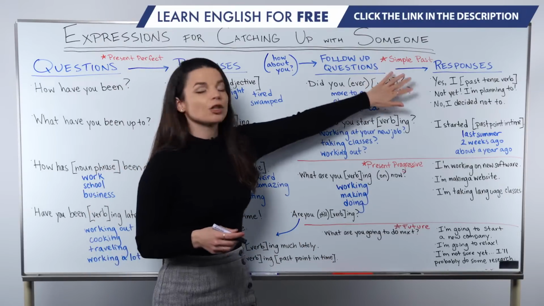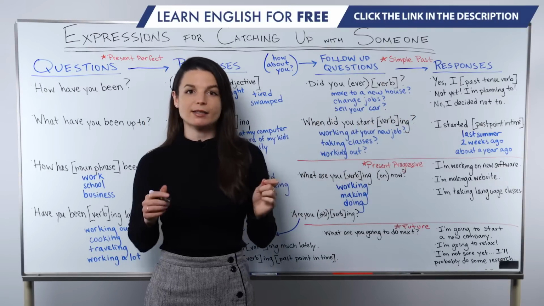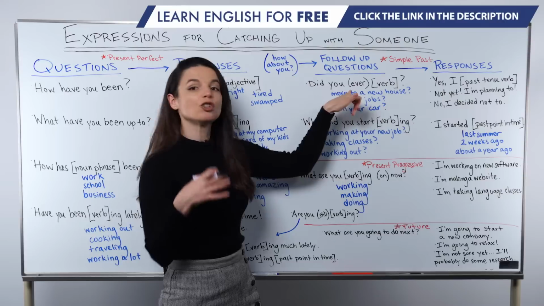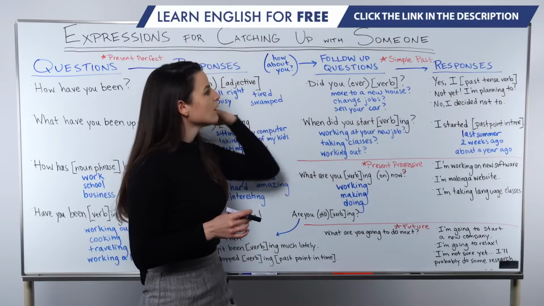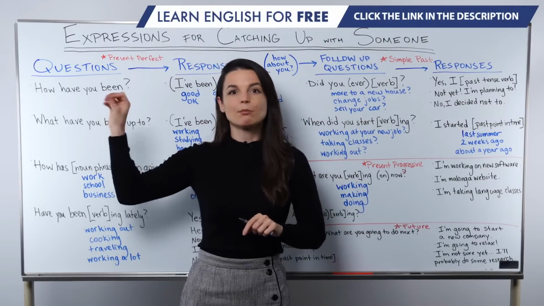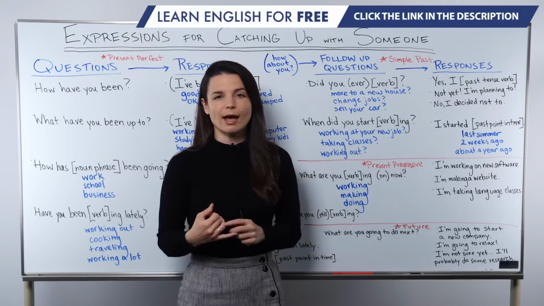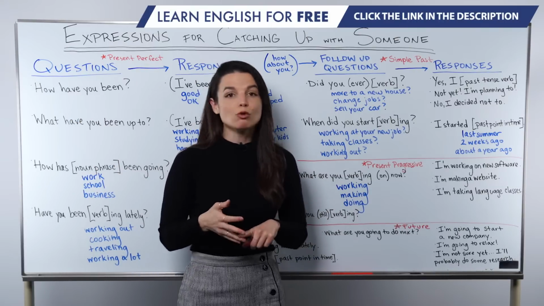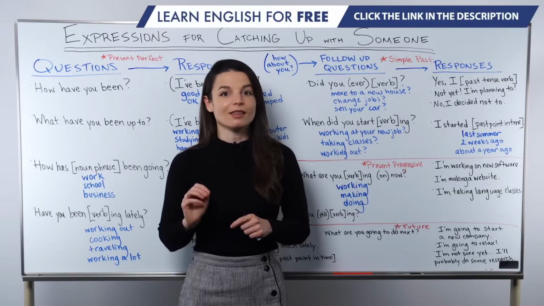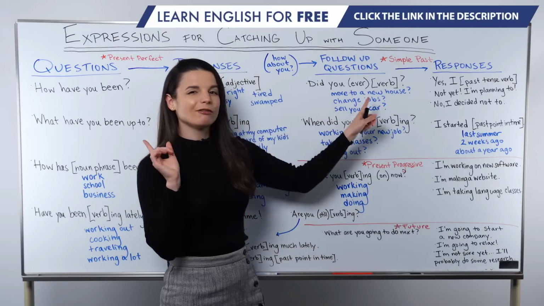First, let's take a look at follow-ups that use simple past tense. So the first one is, did you verb or did you ever verb. So this ever is useful when you know the other person had some plan. You knew about some plan they had, like to change jobs, to move to another house, something like that, and you want to ask if they did that thing. So, did you ever verb?